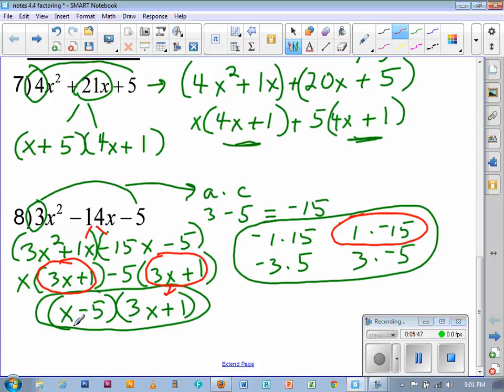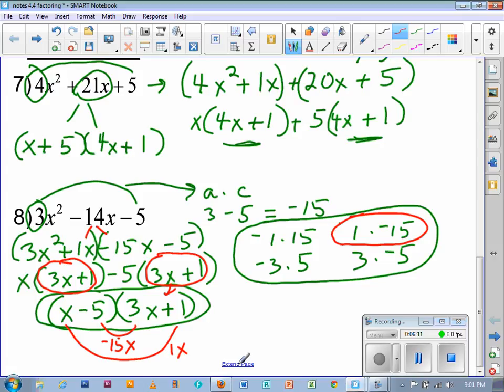And if you check this, x times 3x is 3x squared. Negative 5 times 1 is negative 5. The inner term is negative 15x. The outer term is 1x, which together makes negative 14x. So we can be confident that this is going to work. Hopefully that went well for you.